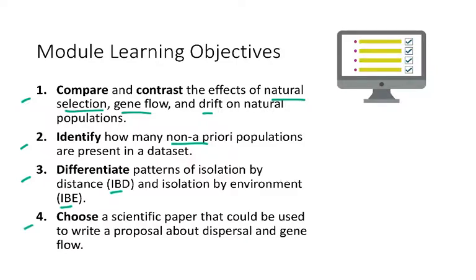And then lastly, like we've been doing in previous modules, you'll be able to choose a scientific paper that could be used to write a proposal about dispersal and gene flow.